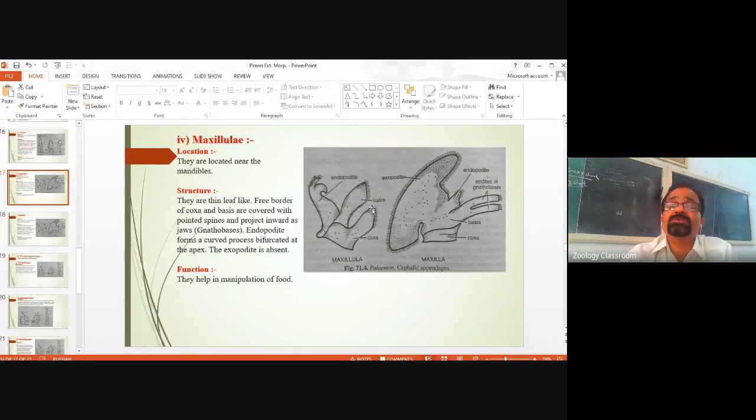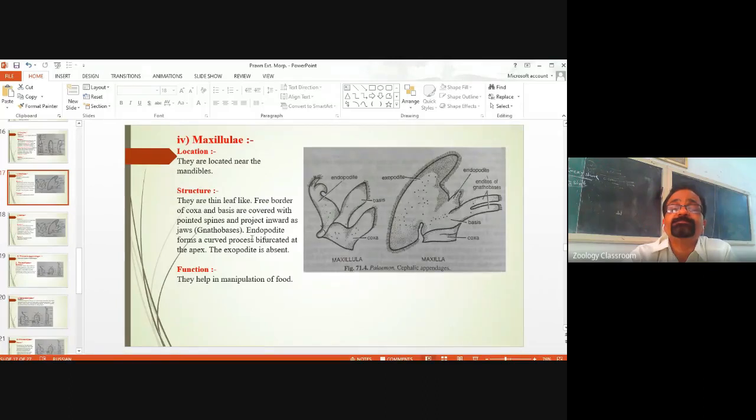Can you see these tiny spines? Yes, covered with pointed spines, they project inward as jaws or gnathobases. As they are also hard and very close to the mandibles, they help to manipulate the food.